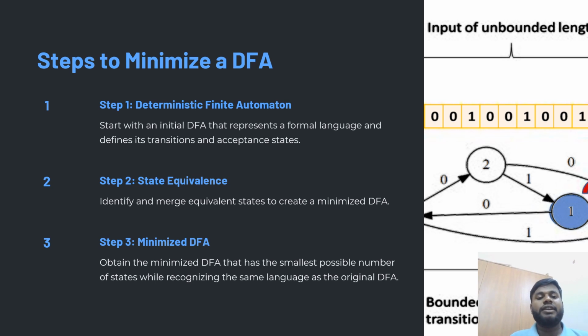Steps to minimize a DFA. Step 1, deterministic finite automata: start with an initial DFA that represents a formal language and defines its transitions and accepting states. Step 2, state equivalence: identify and merge equivalent states to create a minimized DFA. Step 3, minimize DFA: obtain the minimized DFA that has the smallest possible number of states while recognizing the same language as the original DFA. Here we show in the diagram an input of unbounded length, with an unbounded number of states, while the transition function stays bounded.